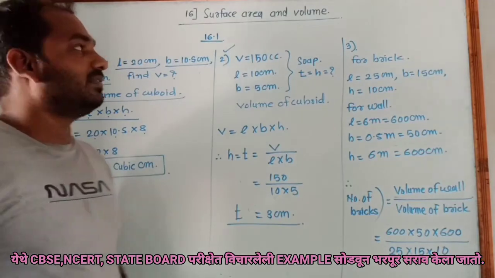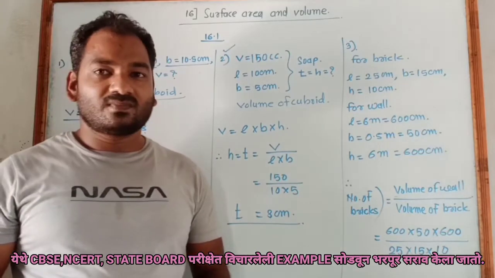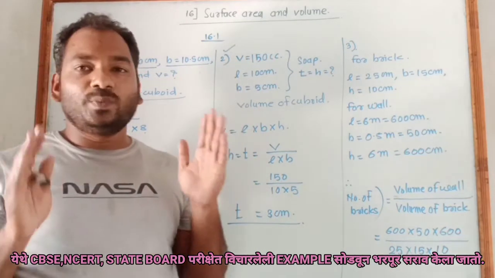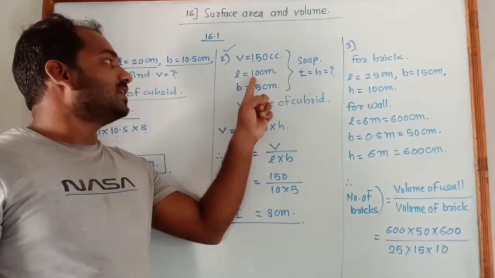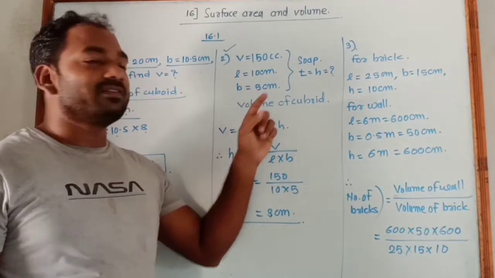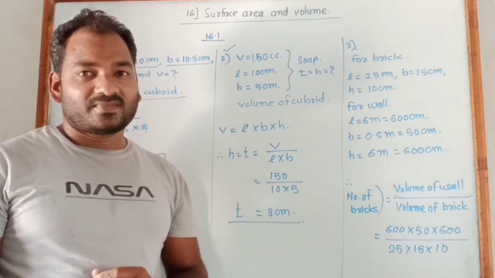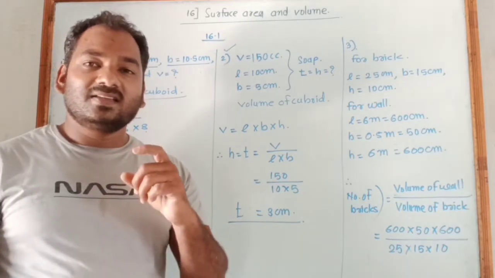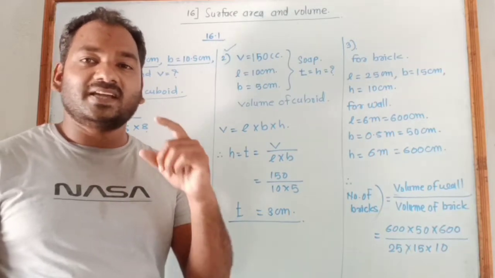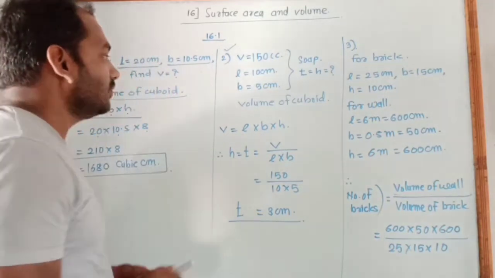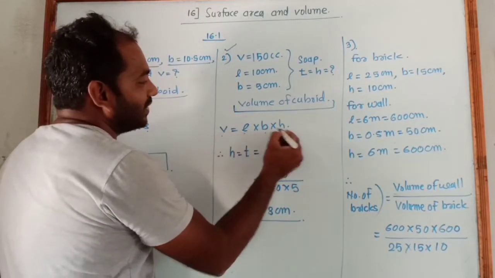In the second example we are given the volume of a cuboidal soap. The length of this soap is 10 cm, breadth is 5 cm. We have to find the thickness. Thickness means we have to find here the height. Here note that we are given the volume, length and breadth of the soap, so we have to find its thickness, that is height. So we know the formula again. Volume of cuboid is what? V is equal to L into B into H.